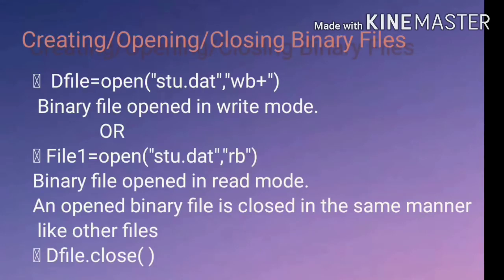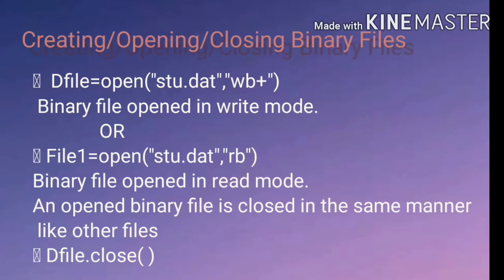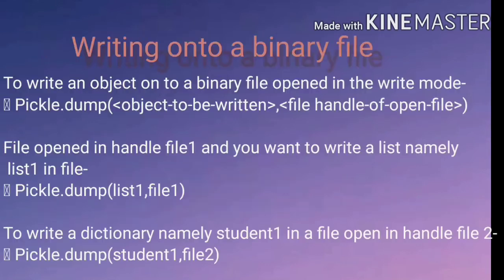Now we have to discuss how to create, open, close a binary file. This is a basic way to open, close and create a binary file. The first method is object name, then open, then we write the wb+ mode. Here is also another mode: when you want to open a file in read mode, you have to write rb. If you want to close a binary file, you have to write the object name, then the close function will be used to close a binary file.